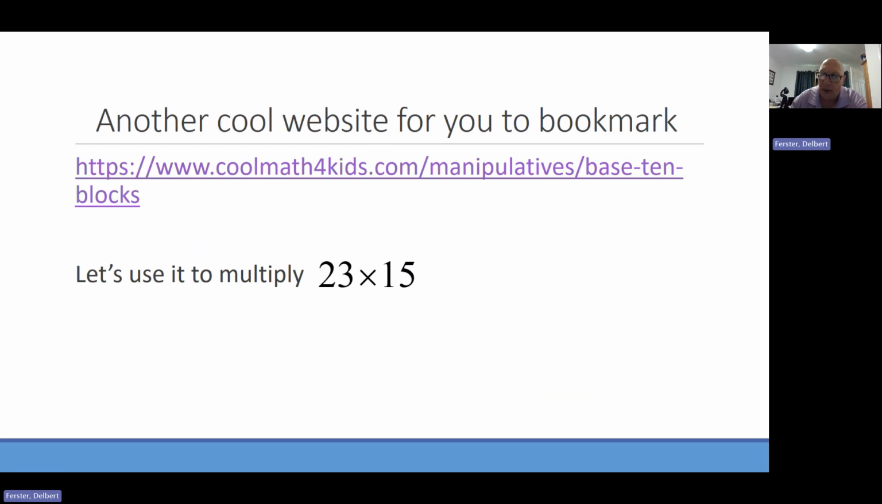All right, there is another opportunity, and that is one of those places where you can grab those manipulatives. Cool Math for Kids. If you never checked it out, you should. There's a lot of good stuff going on there. So again, something you can check out. The hyperlink should work for you. Go ahead and check it out.